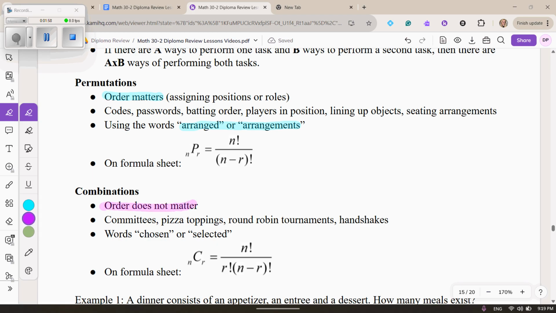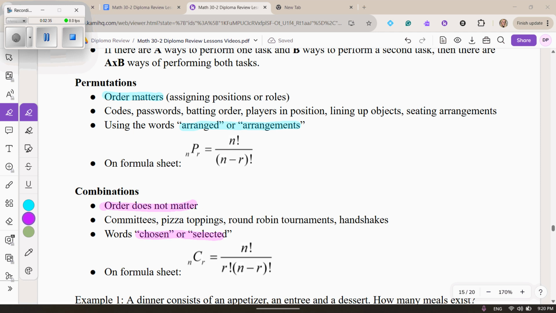Okay, combinations. Now, the order does not matter. So what I mean by that is they are coming regardless, and the order that I select them in doesn't matter. So I am not talking about lining things up anymore. I'm just saying, hey, let's get on the bus. It doesn't matter where you're on the bus because you get to go on the trip. So examples of that are committees, pizza toppings, round robin tournaments, and handshakes. You will see the words chosen or selected used, and then of course the formula is on your formula sheet. And I will show you how to use it on your calculator.